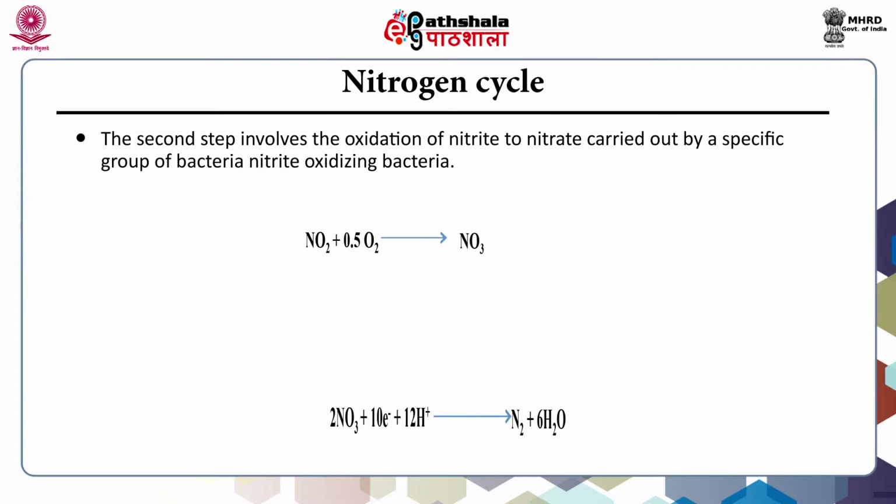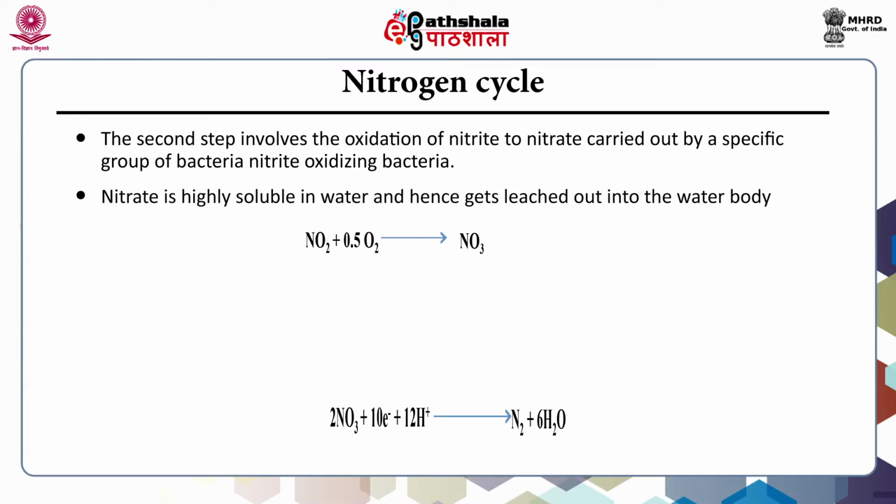The second step, where the oxidation of nitrite to nitrate is carried out, is again carried out by a special group of bacteria, the nitrite oxidizing bacteria. Examples of nitrite oxidizing bacteria are Nitrospira, Nitrobacter, Nitrococcus and Nitrospina. Now, the nitrate that is formed is highly soluble in water and generally gets leached out into the water body. You all know nitrate, when it is soluble, is easily carried away and becomes a nutrient for the plants.